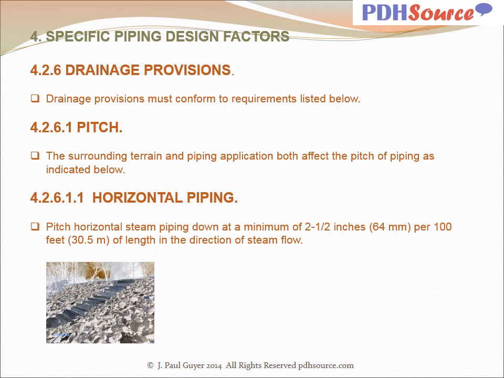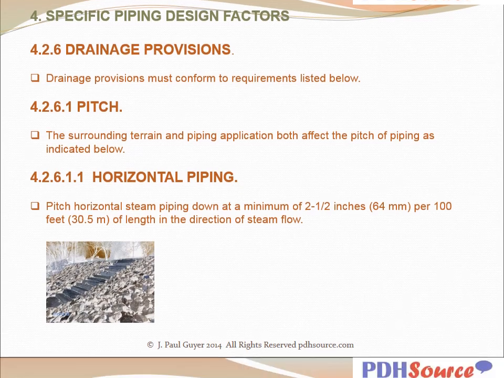Drainage provisions must conform to the requirements discussed below. With regard to pitch, the surrounding terrain and piping application both affect the pitch of piping as indicated below. Horizontal piping: pitch horizontal steam piping down at a minimum of 2.5 inches per 100 feet of length in the direction of steam flow.